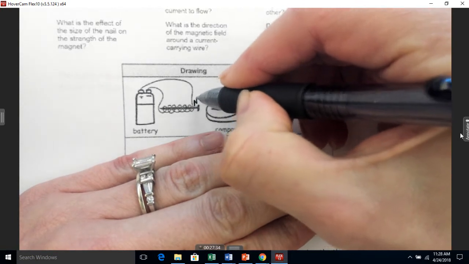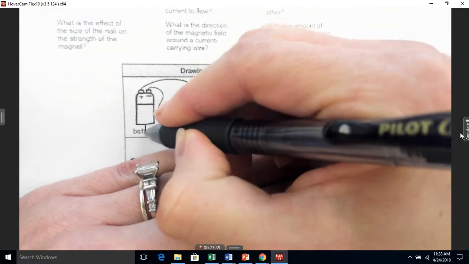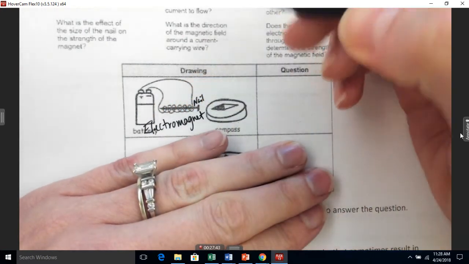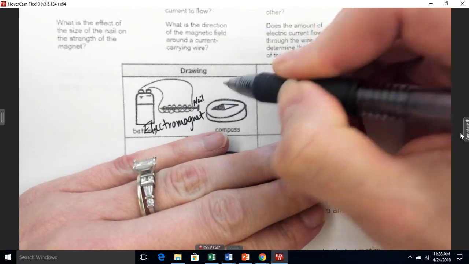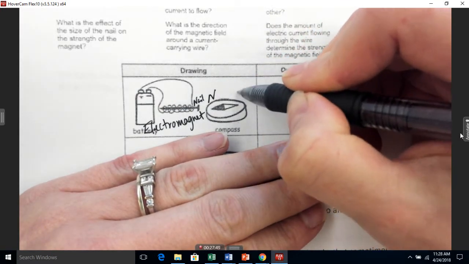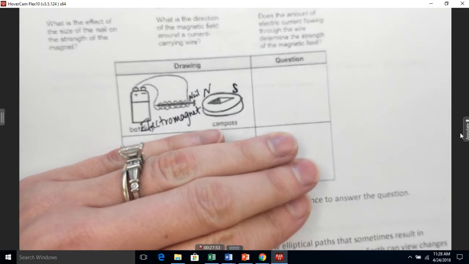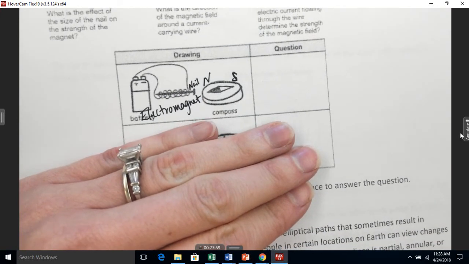There's a nail. This whole thing is an electromagnet. There's a compass pointed to the nail. Okay, so what side of it is this? The north side. And which side is this? Are you writing all this on your picture? You can write it on the answer. No, you write it on your paper, on your answer sheet picture. The one that you have.